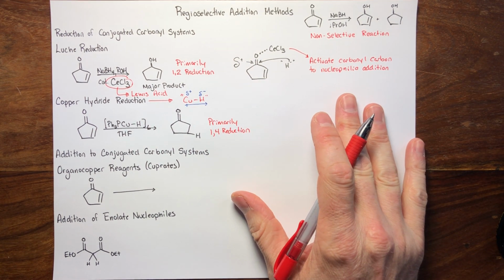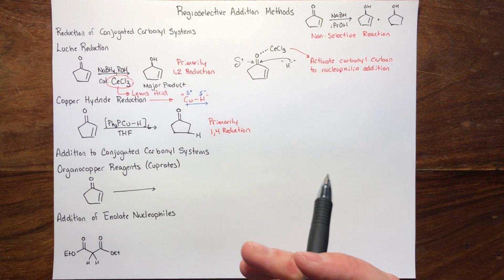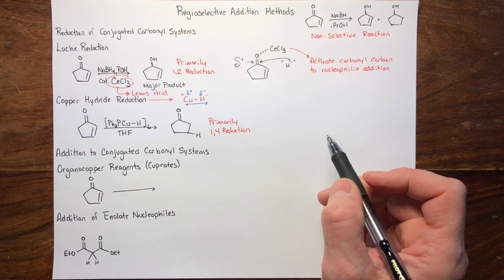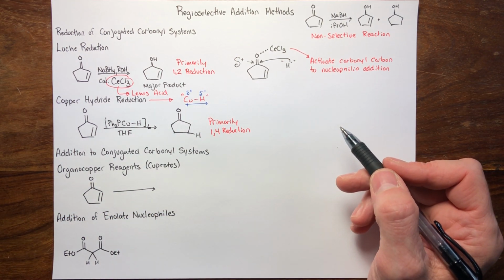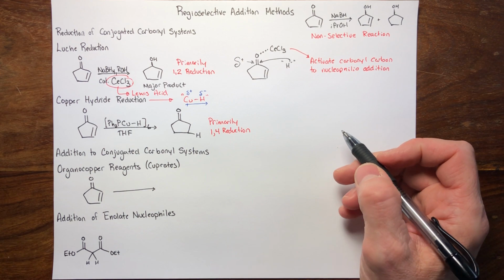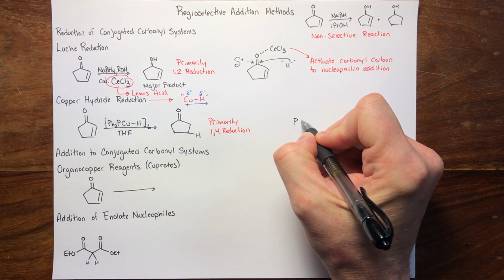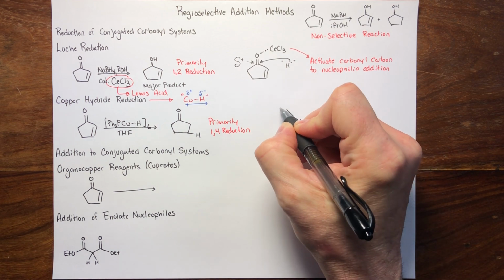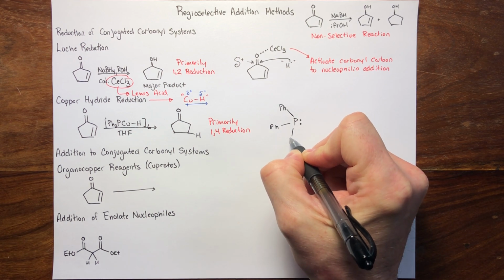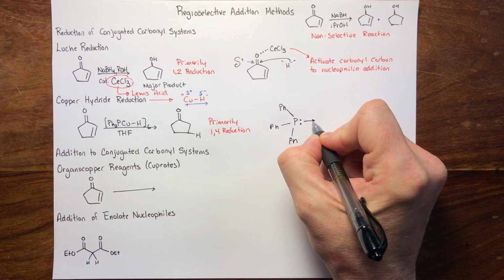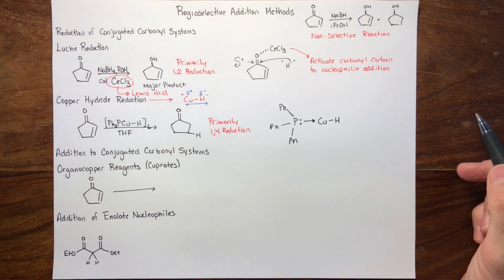Now, copper hydride is not used as much as sodium borohydride or lithium aluminum hydride, but whenever we need to reduce in this regioselective fashion, it is often the go-to reagent for these types of reductions. The structure, again, if we think about it, we have a phosphorus with a lone pair and 3 phenyl groups attached. And that is going to be sticking to a copper center, which is then attached to a hydride.